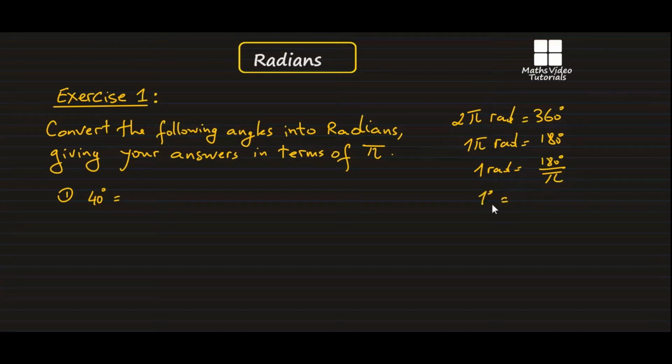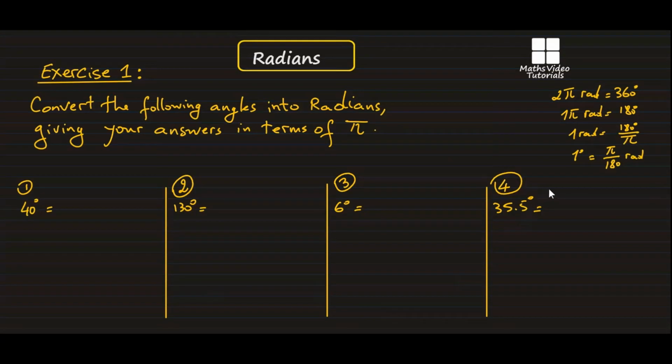Now if you want to convert from degrees to radians, all you have to do is take the reciprocal of this fraction, so pi over 180. So that's the conversion from degrees to radians. Now that we have recapped on how to convert from radians to degrees and from degrees to radians, let's have a look at this exercise.